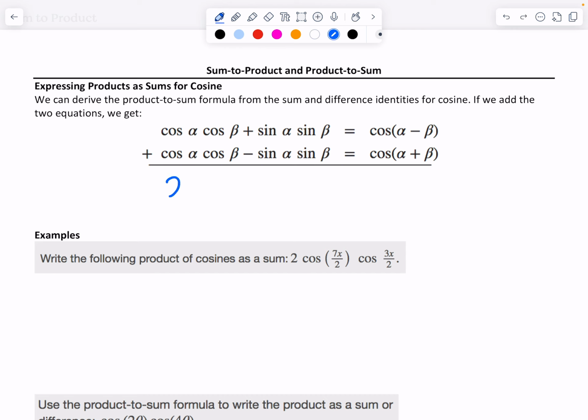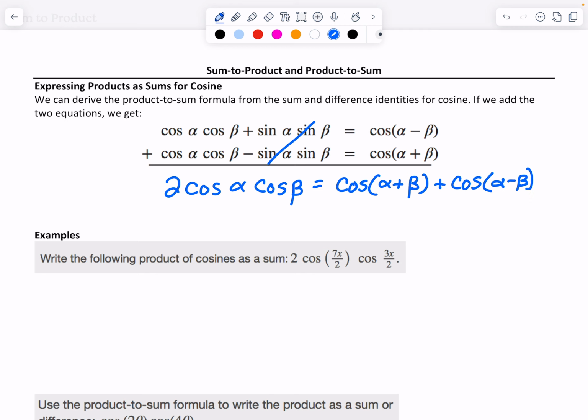So if I add them together, I get 2 cosine alpha cosine beta equals, and then notice these two things go away. So those two are gone. And that's going to equal cosine of alpha plus beta. I like the plus one first. Plus cosine of alpha minus beta. That's going to be a formula that you're going to use.